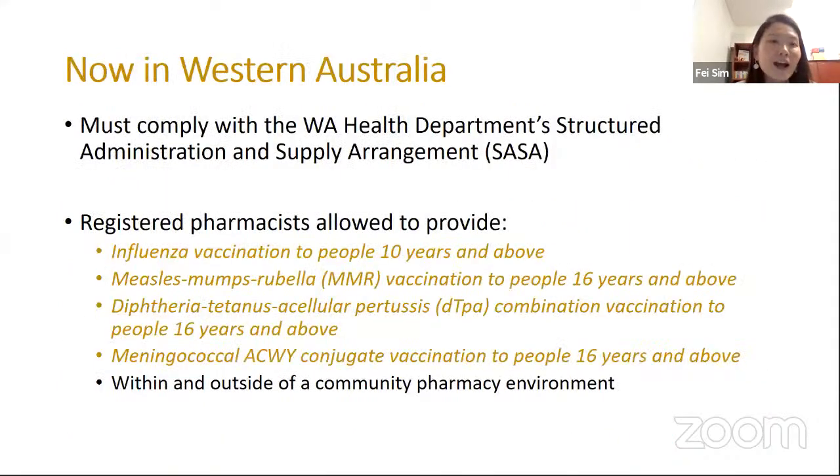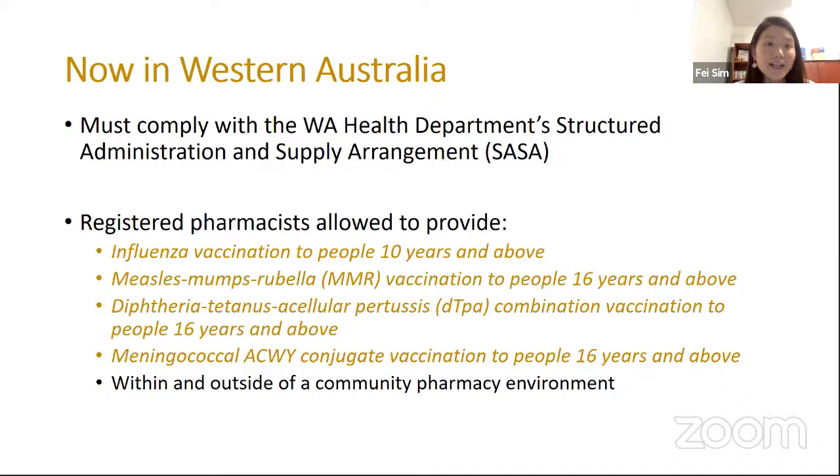So what is happening right now in 2020 in Western Australia is that any pharmacist that provides a vaccine in Western Australia must comply with all the requirements that are stated in the WA Health Department's Structured Administration and Supply Arrangement, which is like the law. So it's a legal document that states, if you want to give a vaccine, what do you need to comply with? It talks about registration, qualifications, competencies, and pharmacy requirements, such as the size of the pharmacy and what policies and procedures you need to have.